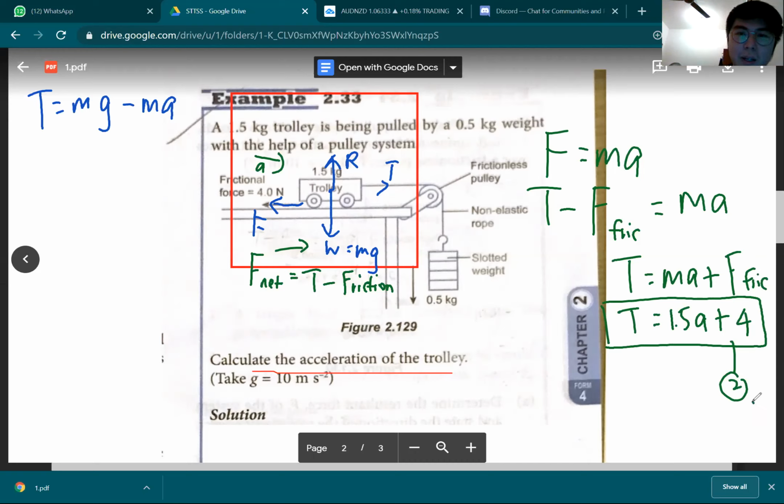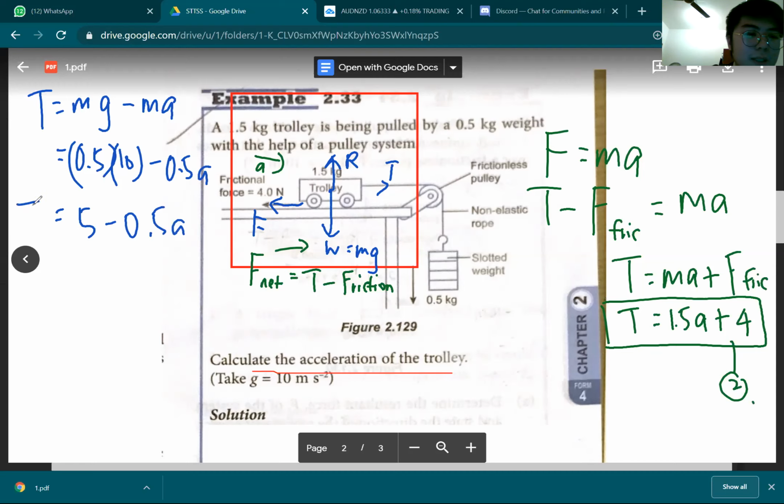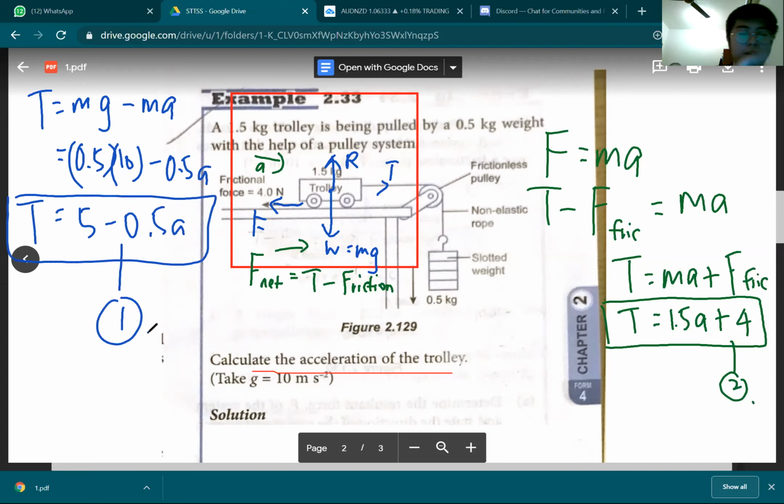Okay, so from your equation of motion number 1, again you substitute the value. Just now I forgot to substitute 0.5 times 10 minus 0.5a. So this is 5 minus 0.5a, that is T. This is your equation of motion 1. Now, so I repeat, two objects, so you have two equations of motion. Now, how do I find acceleration?